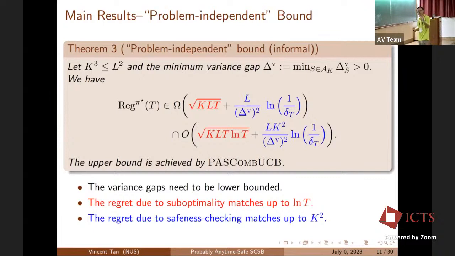Remember that we have some safe solutions and some unsafe solutions. In order to ascertain that a solution is safe or unsafe, we need to check it a few times. And this is the worst case number of checks that we need. This K squared here can probably be improved. So there are two contributions, one due to suboptimality and one due to safeness checking. And you will see that these two factors will appear time and time again in our talk.